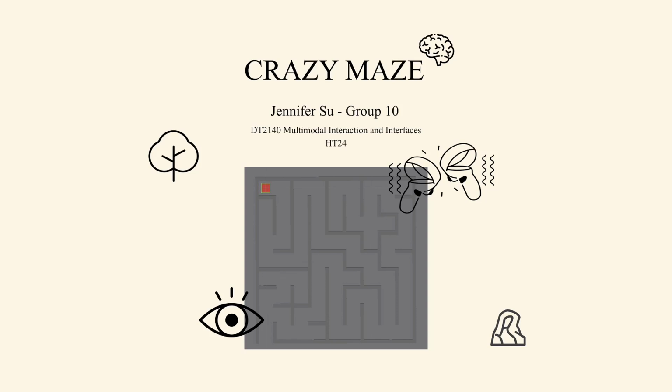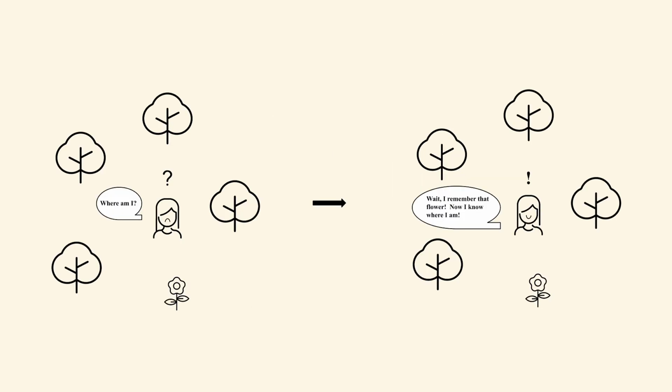Our group created a 3D virtual reality game, Crazy Maze. Navigation and memory are essential parts of moving efficiently through different environments. For example, when you're lost in a forest or you have somehow ended up in a maze, you're most likely relying a lot on your vision. Landmarks such as a flower or an odd-looking rock can help you orient yourself and navigate these environments.